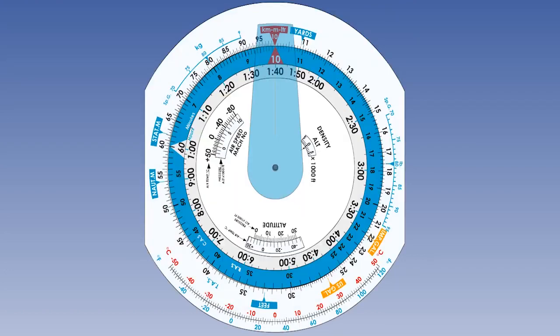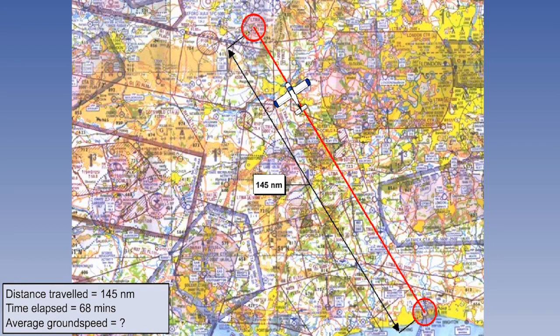To find our speed over a given distance, first set the elapsed time on the inner scale against distance on the outer scale. Then the speed may be read off on the outer scale against the 60 index on the inner scale. Let's use an example to illustrate the method. If we've travelled a distance of 145 nautical miles in 68 minutes, what is our average ground speed for the journey?